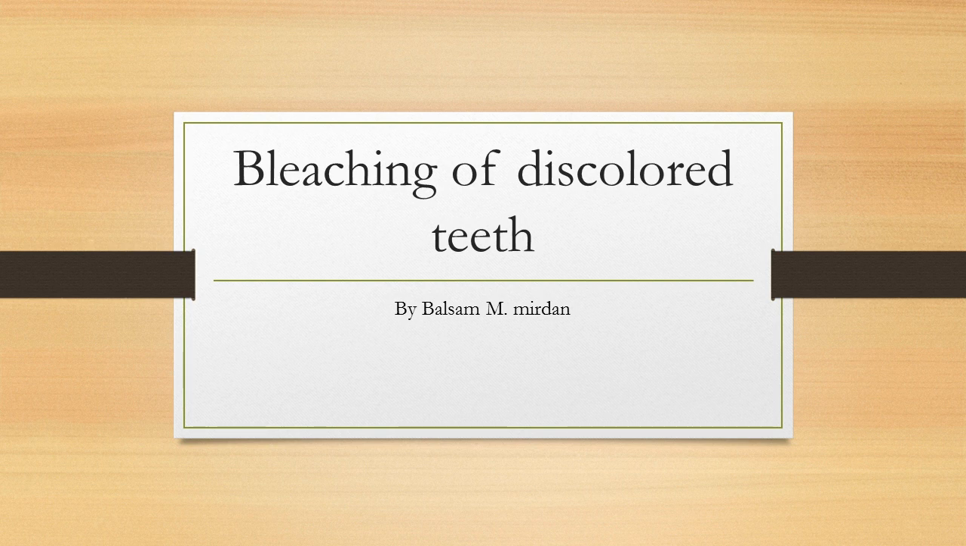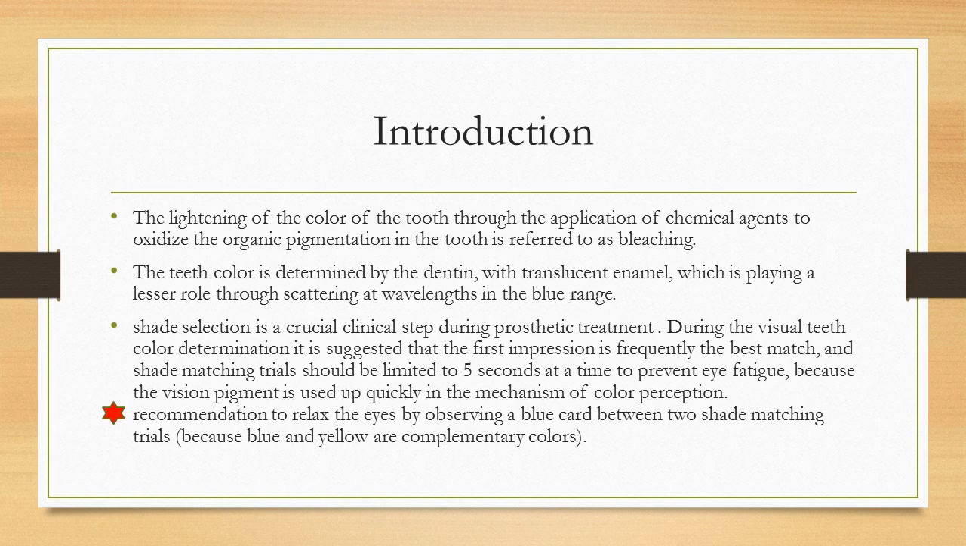Bleaching of the discolored teeth. Bleaching means lightening of the tooth, because using some chemical oxidizing agent, the organic pigment of the tooth is removed or bleached, so it gets whiter.